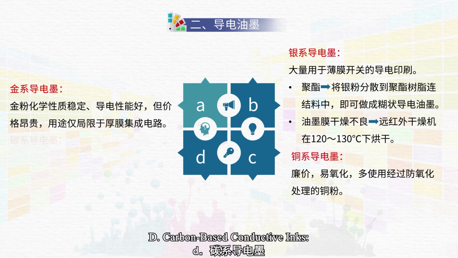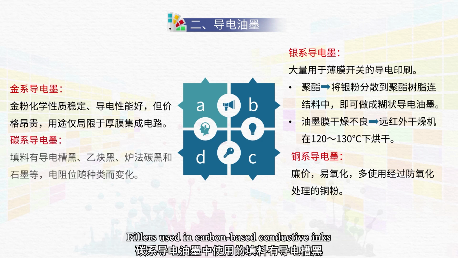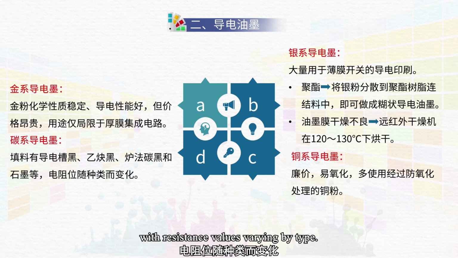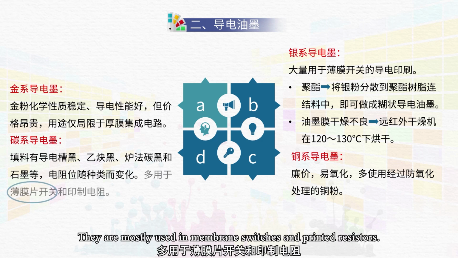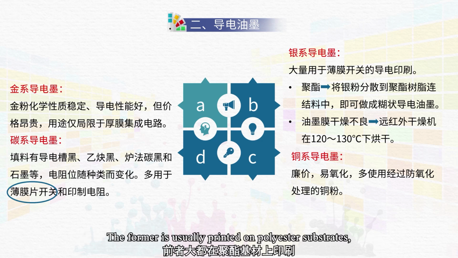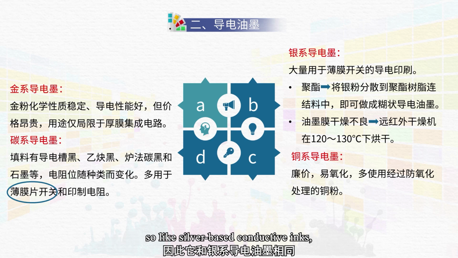D. Carbon-based conductive inks. Fillers used in carbon-based conductive inks include conductive channel black, acetylene black, furnace black, and graphite, with resistance values varying by type. They are mostly used in membrane switches and printed resistors. The former is usually printed on polyester substrates. So like silver-based conductive inks, they use polyester resin as the binder.